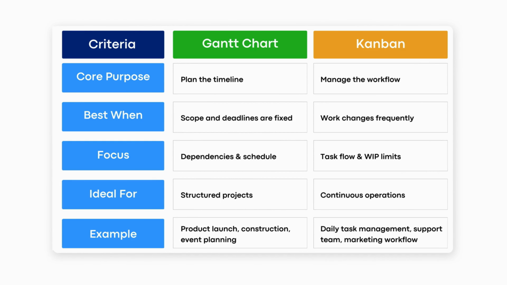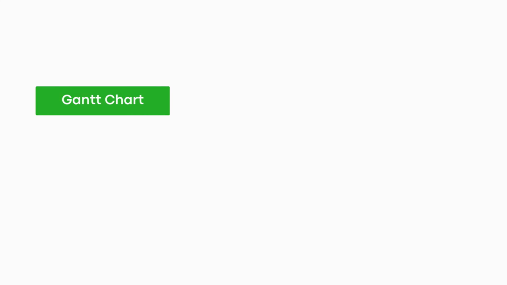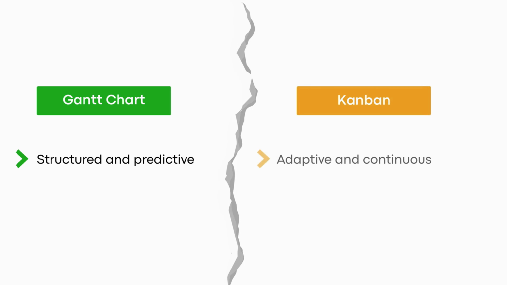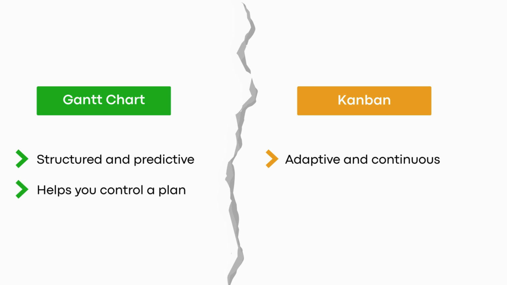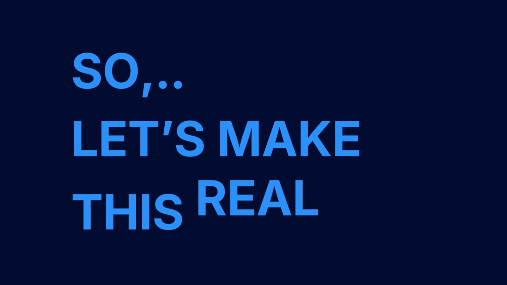Now, take a quick look at this table. You don't need to read every line, just notice the pattern. Gantt is built around time, scheduling, dependencies, fixed deadlines. Kanban is built around flow, workflow, flexibility, limiting work in progress. Gantt is structured and predictive. Kanban is adaptive and continuous. One helps you control a plan, the other helps you manage ongoing work, and that difference determines when you should use each.